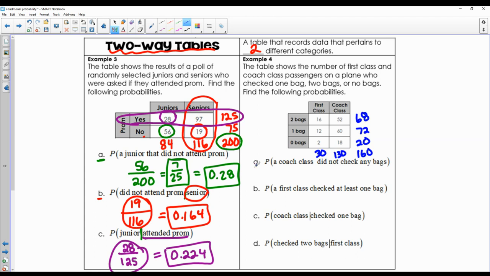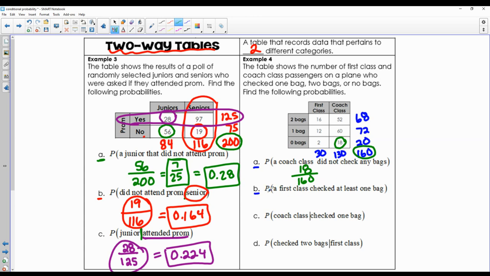All right, again, these first two probabilities are just basic, like last lesson. They have no conditions. We want to know the probability that you chose one person at random from these 160 people, and that they happen to be a coach class traveler that did not check any bags. So they've got to be coach class with 0 bags. There's 18 of them. Okay, we'll come back and simplify all the fractions in just a minute.